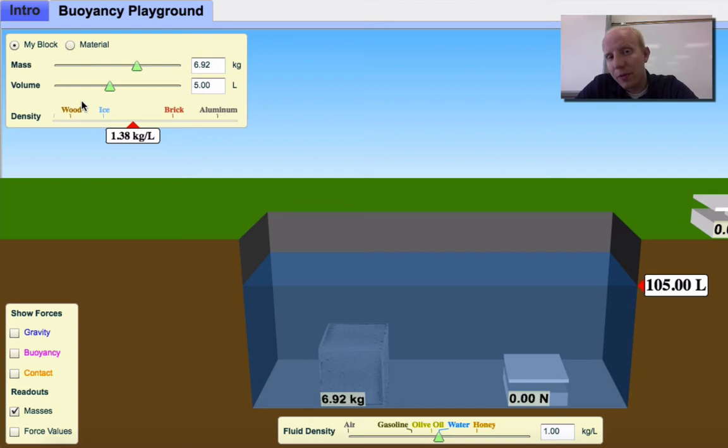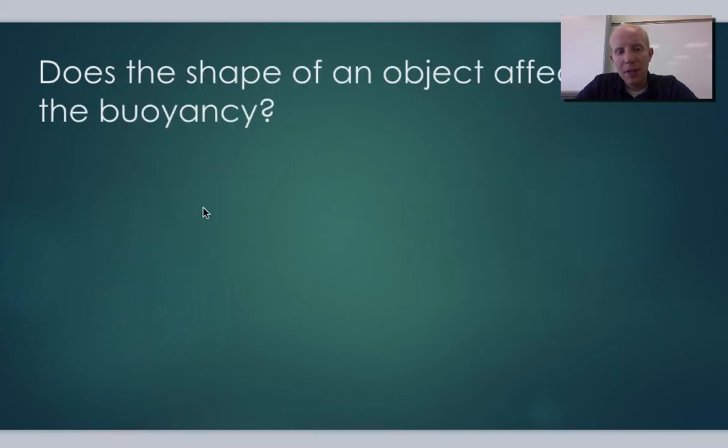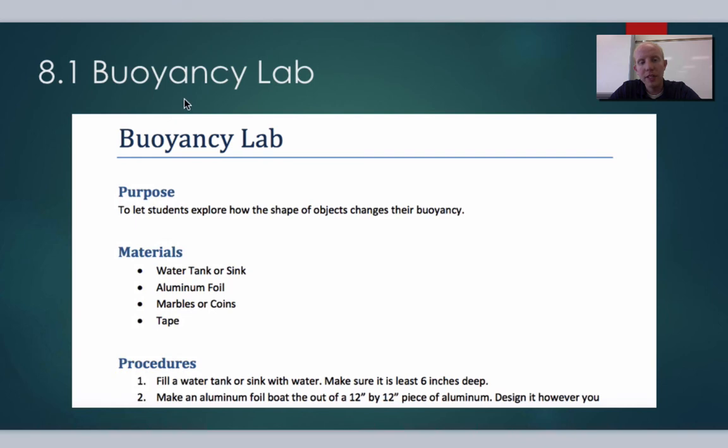So this is hopefully a review. I'm assuming you may have learned this in like an 8th grade science class or maybe even 6th grade. But we're going to get a lot deeper into why this is from a physics perspective, thinking about forces and things like that. But before we get too deep into that, for this lesson, I want to do a little lab. I want you to think about if the shape of an object affects its buoyancy. And to do that, I want you to complete the buoyancy lab.